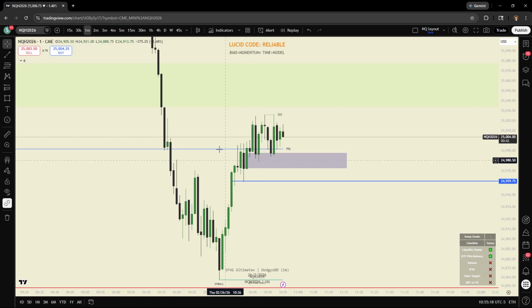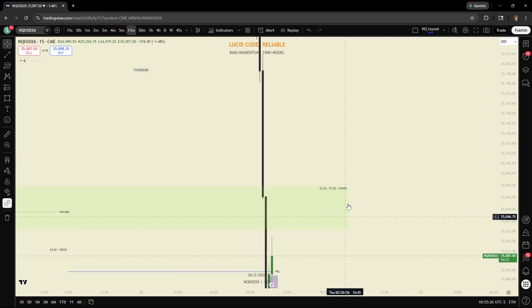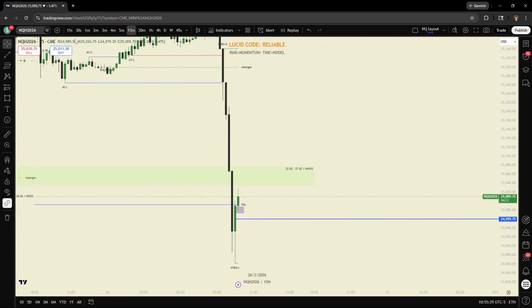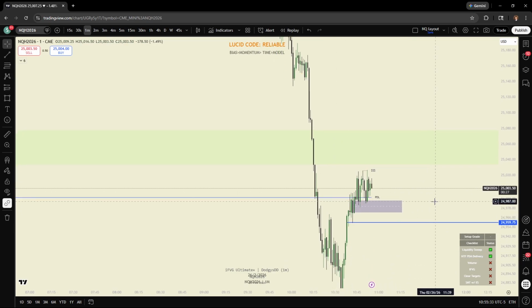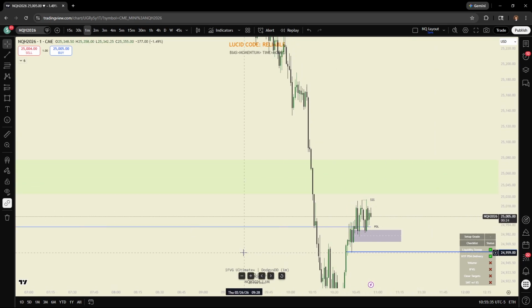Do I think we are still bearish? For the time being, yeah. I'll become bullish if we break structure at these highs and get more momentum.